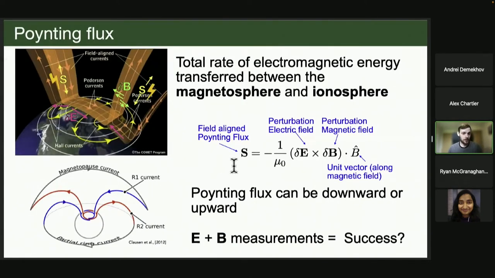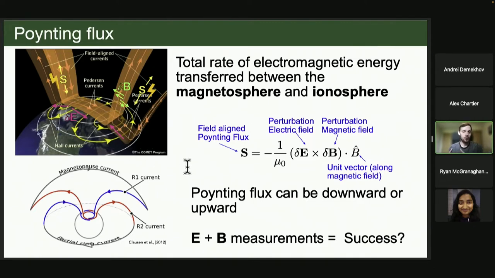Poynting flux is the electromagnetic energy transfer rate carried by field line currents connecting the magnetosphere and the ionosphere. That's this S with the lightning bolt next to it. Poynting flux can be calculated using Poynting's theorem, where we need the perturbation electric and magnetic fields. The electric field is directly related to the ionospheric convection in the direction of the Pedersen currents, which connect the field line currents together. The perturbation magnetic field is the deviation from Earth's terrestrial magnetic field, which is caused by the field line currents themselves.